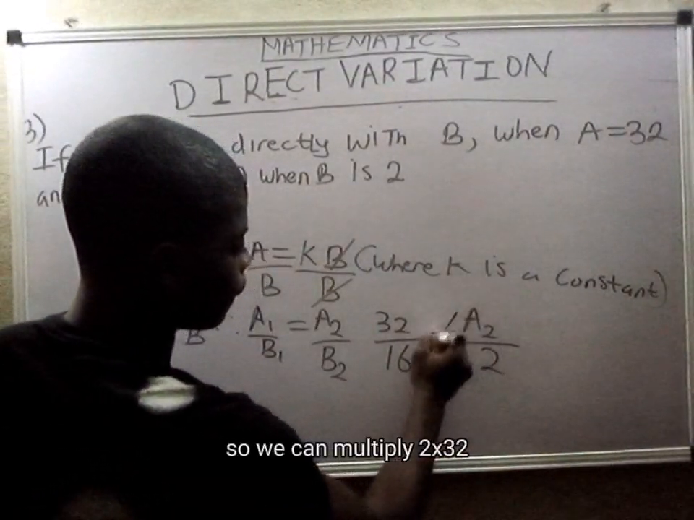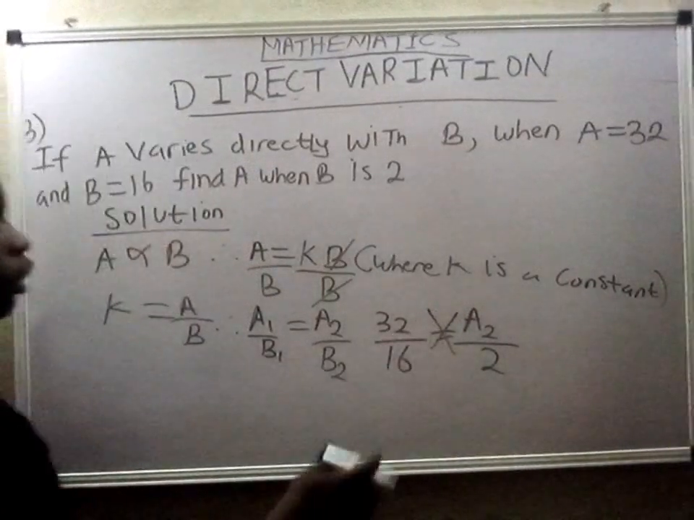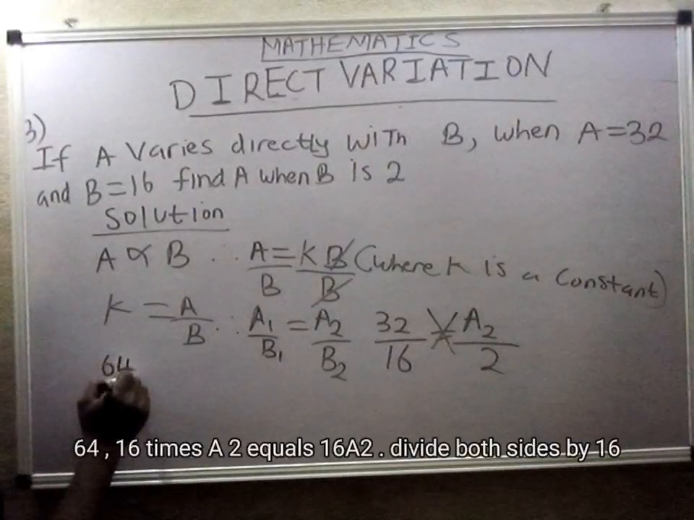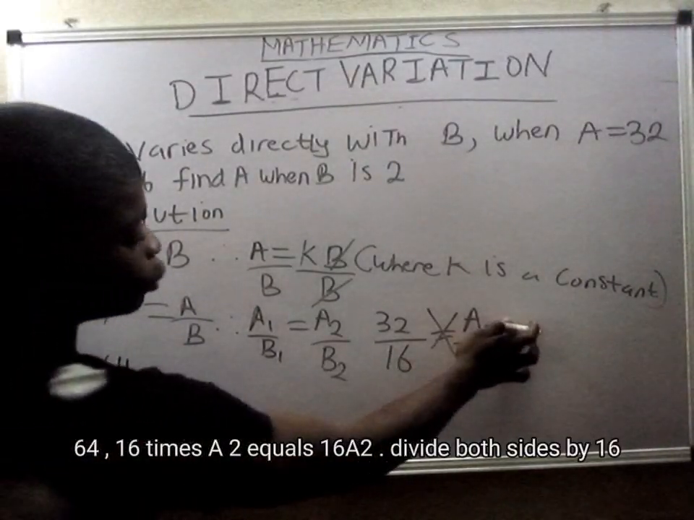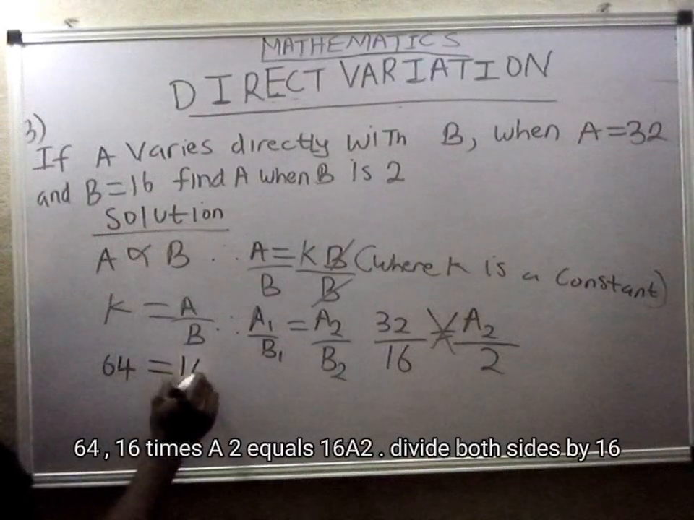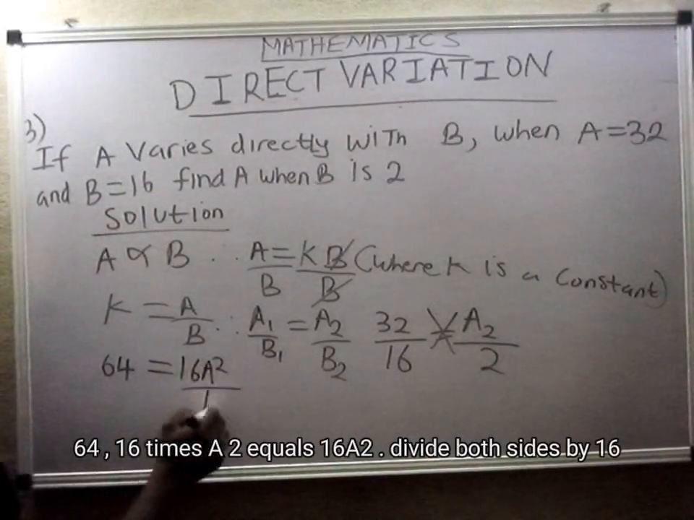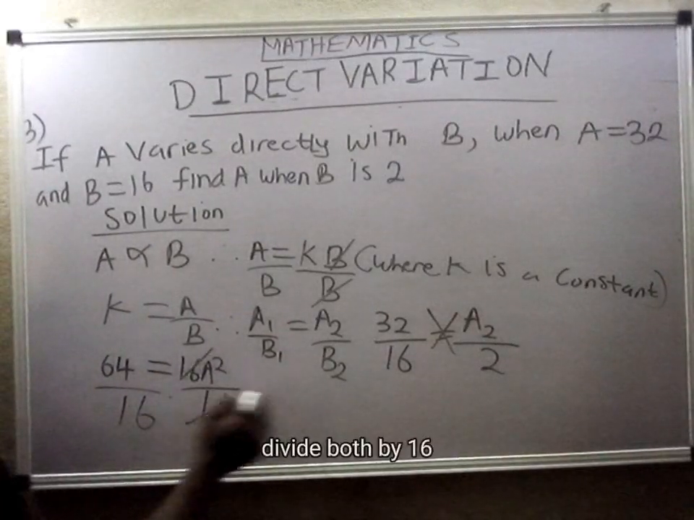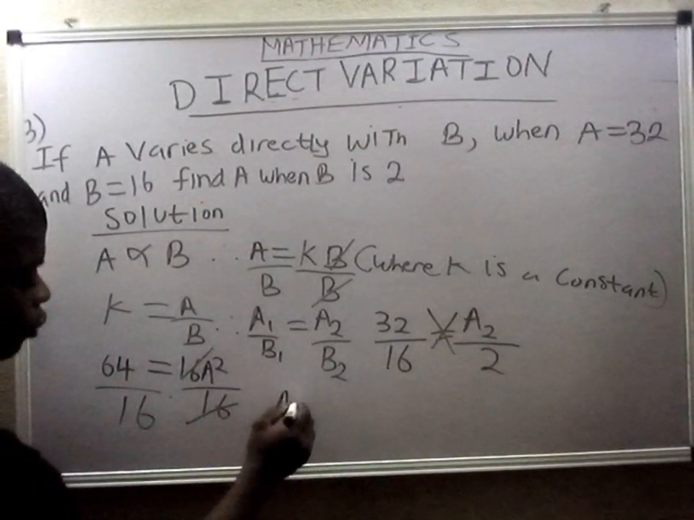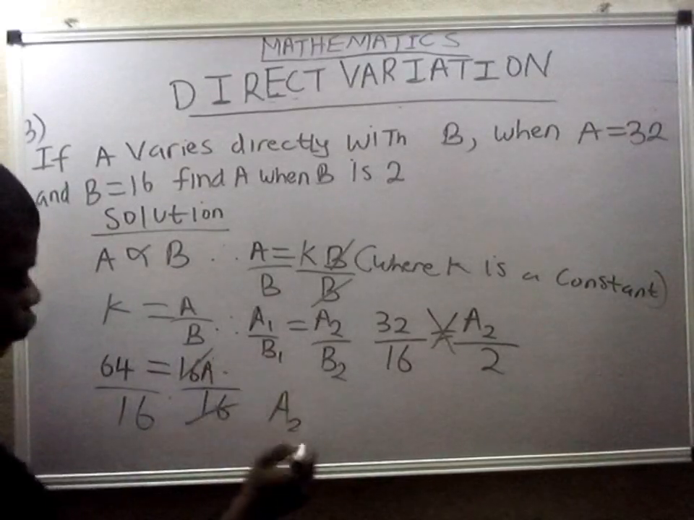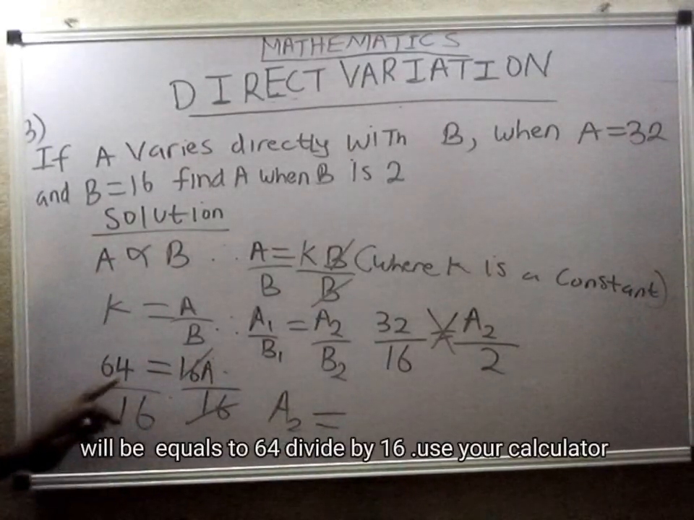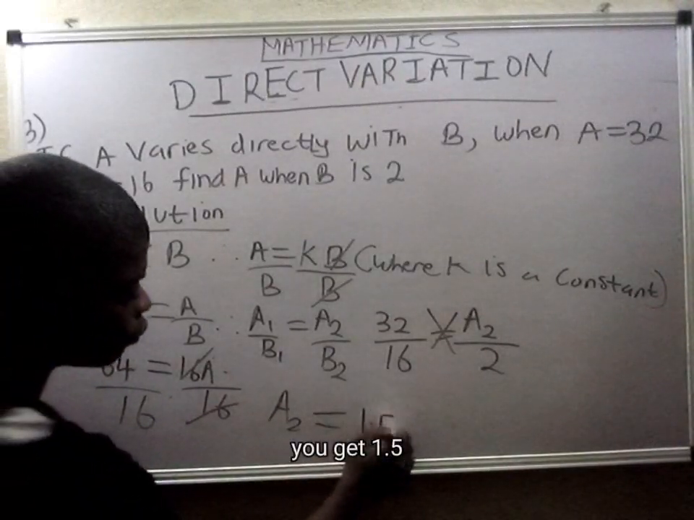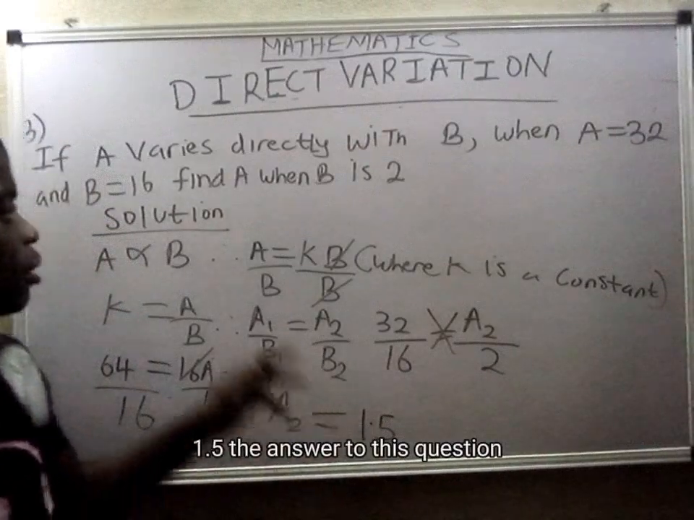So you cross multiply. 2 times 32 will give us 64. So 64 equals 16 times A2, 16A2. Divide both sides by 16. A2 will be equal to 64 divided by 16. Use your calculator, you get 4. So 4 is the answer to this question.